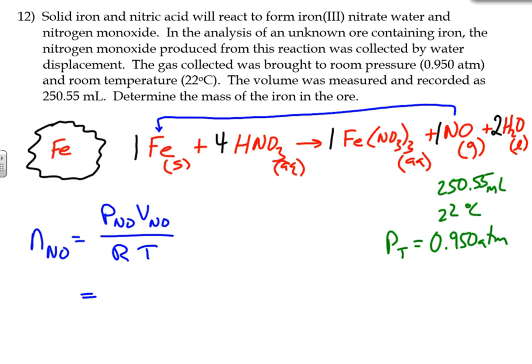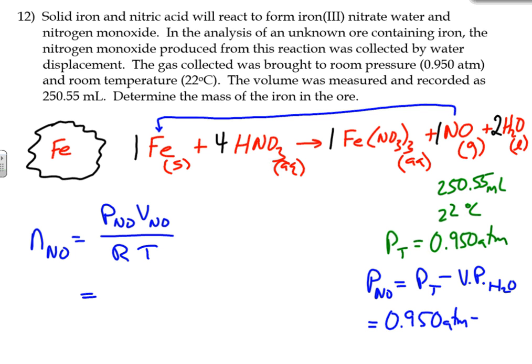So here's where we run into the stumbling block. We don't have the pressure of just the nitrogen monoxide. We got the pressure total. So coming over here then to get the pressure of just the nitrogen monoxide, I'm going to take my pressure total and I'm going to subtract the other gas that's in there, which is the water vapor. So my pressure total, 0.950 atms.